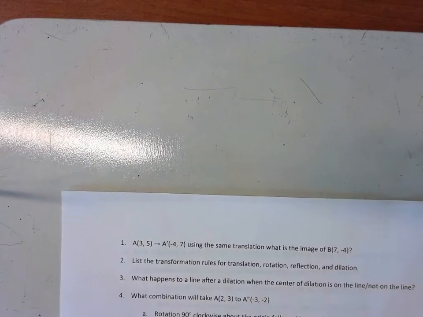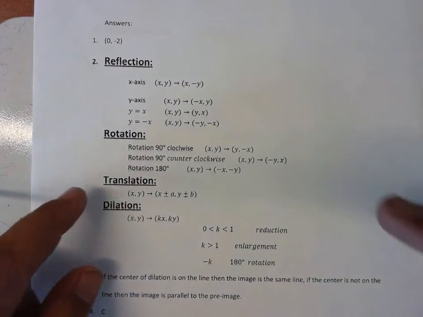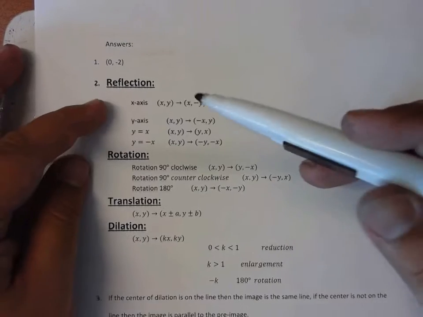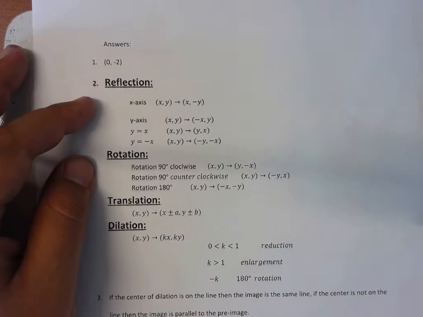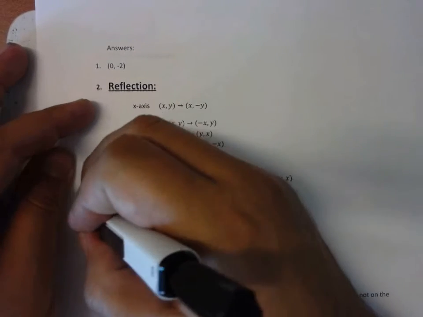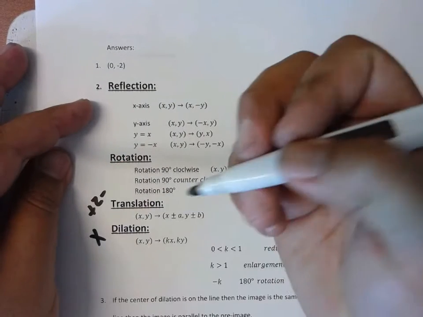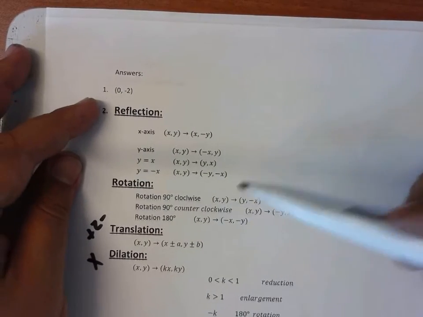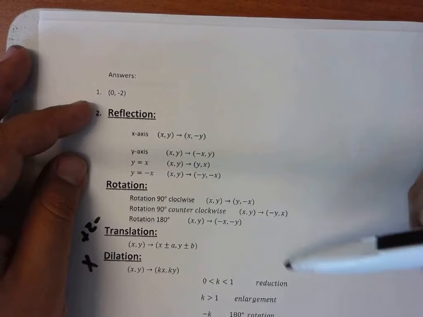Number 2, list the transformations. The rules. There are your rules. This is in the notes that I posted on Skyward. If you know those notes, you will know this test. You have reflection, rotation, translation, dilation. This word means to add and subtract. This word means to multiply. Reflection, rotation, they don't have any math involved. All you're doing is changing a sign or changing the order of the letters and a sign.